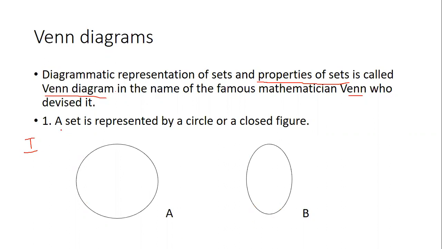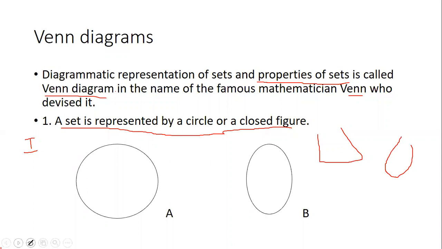So a set is represented by a circle or a closed figure. It's a closed figure. An open figure is something like this, which is not completely closed on all four sides. If I just leave it like this, it's an open figure. So the set is supposed to be represented in a circle or a closed figure.